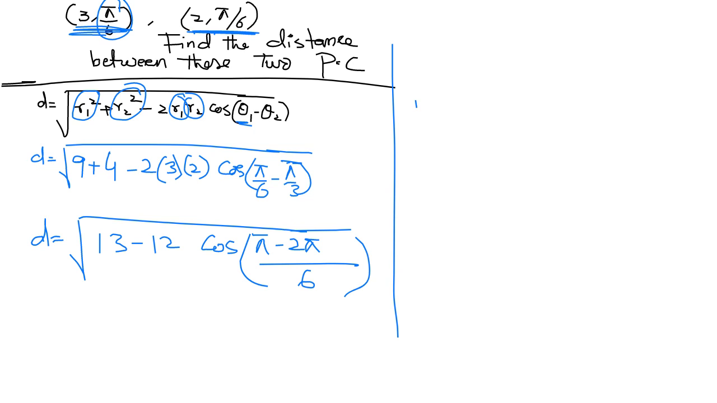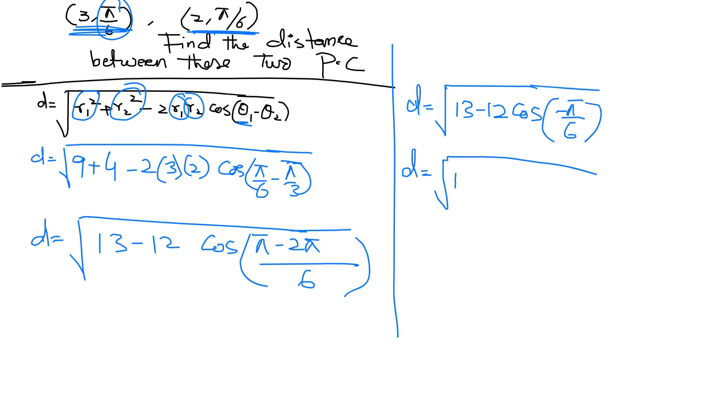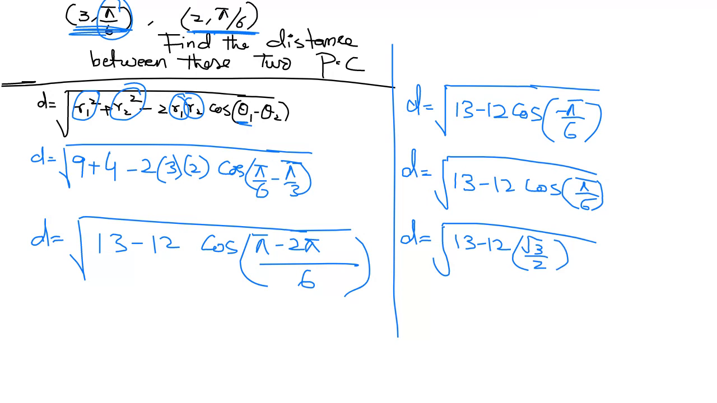Okay, so d is equal to square root of 13 minus 12 cosine of minus pi over 6. Cosine of minus pi over 6 will give you the same value as cosine pi by 6. Okay, and cosine pi by 6, you know that is equal to square root of 3 divided by 2. From the calculator you can calculate that it will equal 1.6148. Okay, so this is nearly equal to 1.615. So this is the answer.